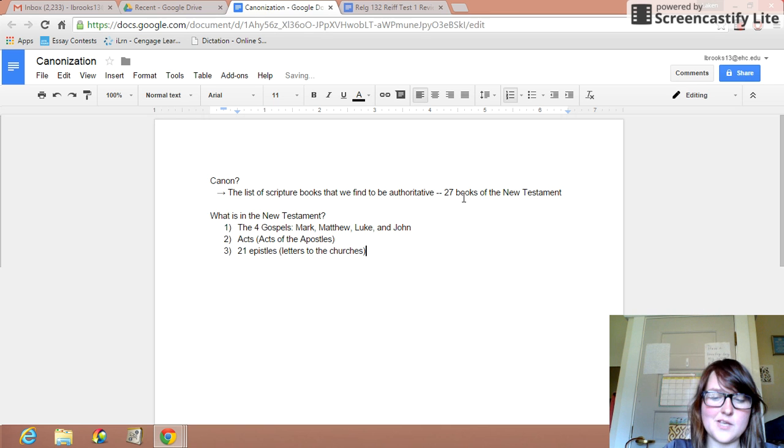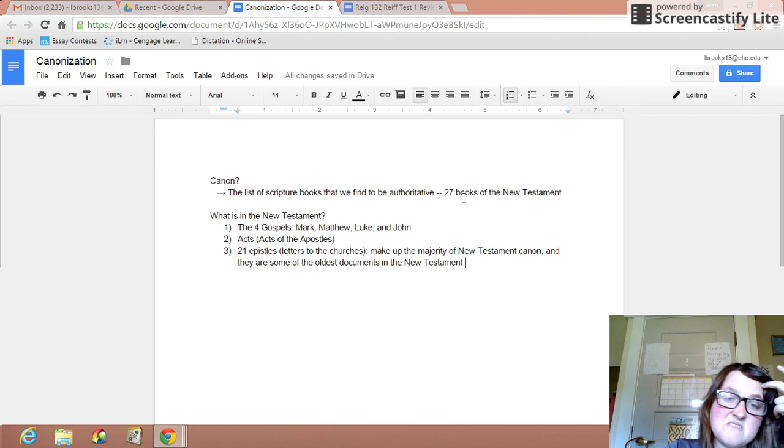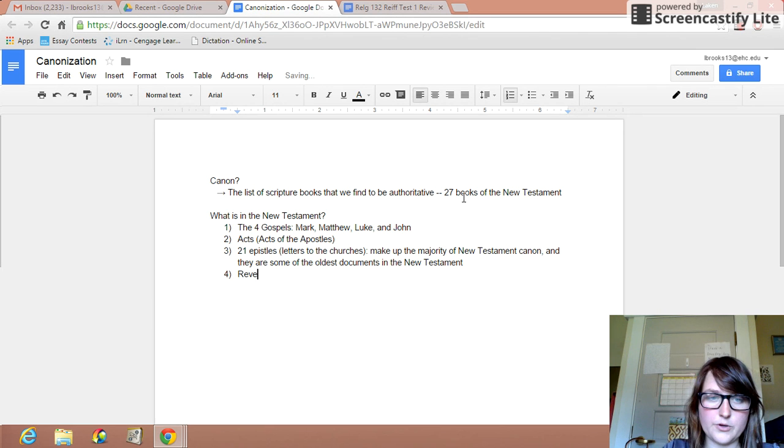So it's clear that the epistles make up the majority of New Testament canon, and they are some of the oldest documents in the New Testament. Many of these epistles written by Paul and by other people are older than some of the Gospels even. So keep those in mind. They're quite old, and they take up a lot of the New Testament. And then you have the one book of Revelation. So that's what you have in the New Testament. That is what canon is.